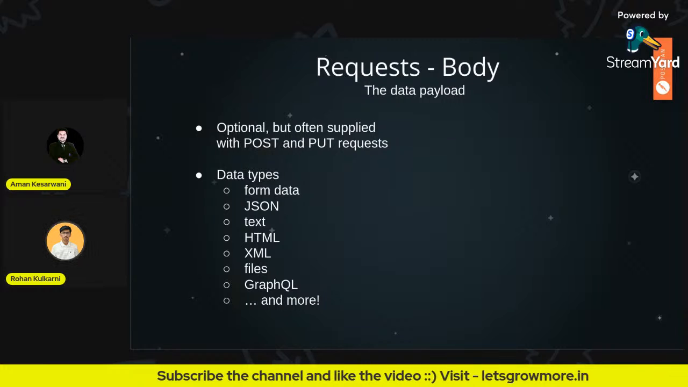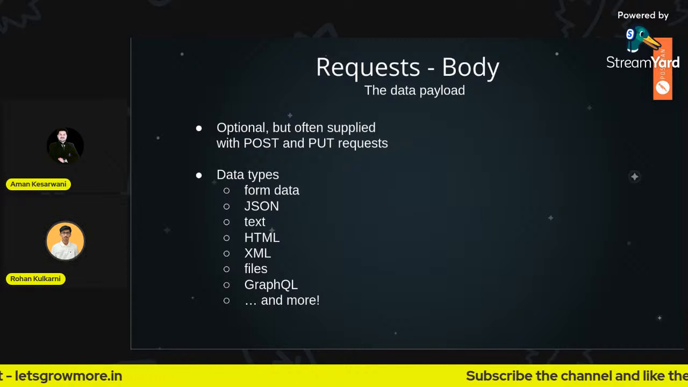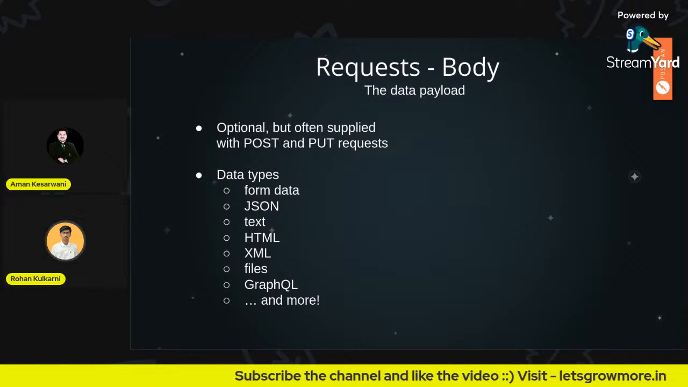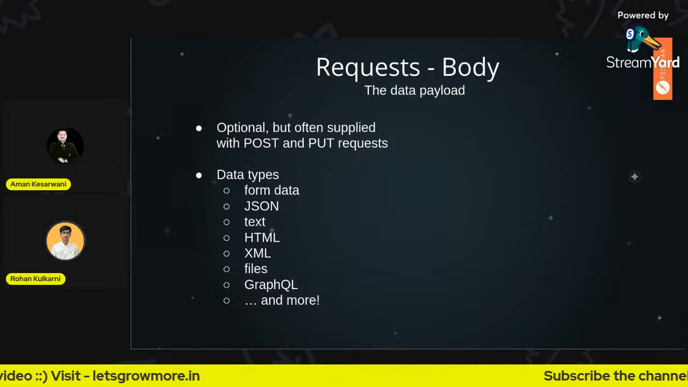We can also send put request. Put request is used to update the data, means it's like an edit function. Then data can be sent in many formats. There are form data, JSON, text, HTML, XML, files, GraphQL. There are many methods to send the data in a request body. But the majorly used method is JSON.